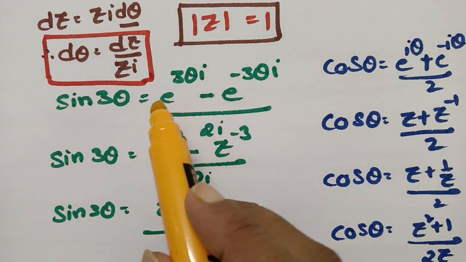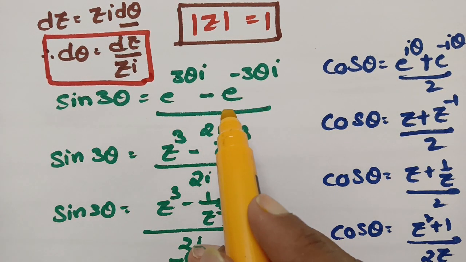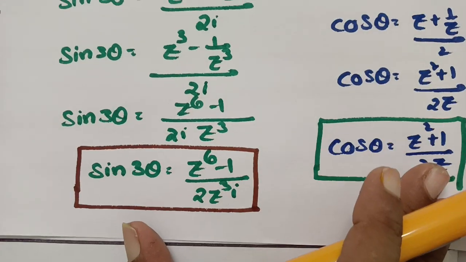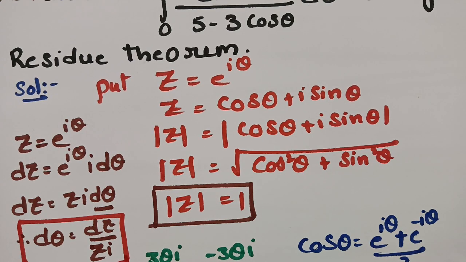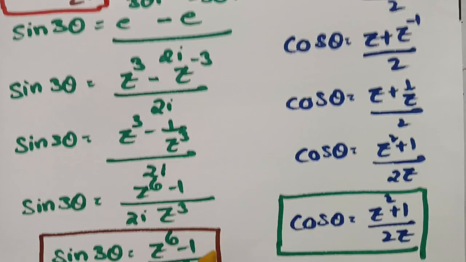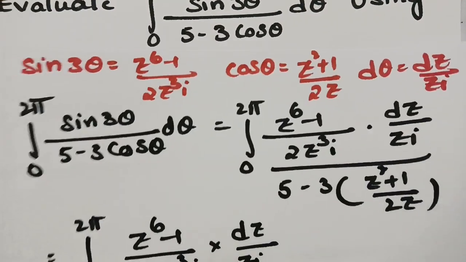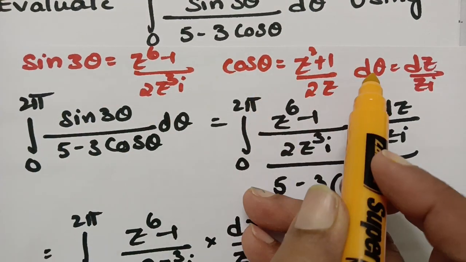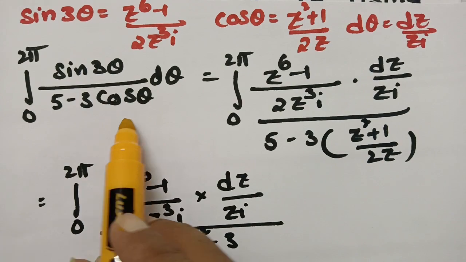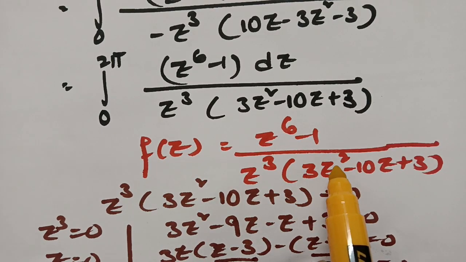Sine 3 theta is e power 3 I theta minus e power minus 3 I theta by 2i. And cos theta is e power I theta plus e power minus I theta by 2, which in terms of z is z square plus 1 by 2z. After getting all three values ready, sine 3 theta, cos theta and d theta, I substitute them into this integral and solve, and we get f of z as this.